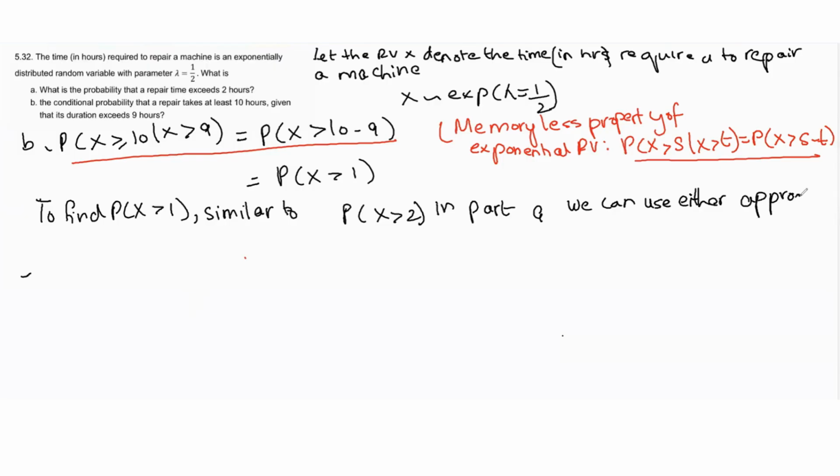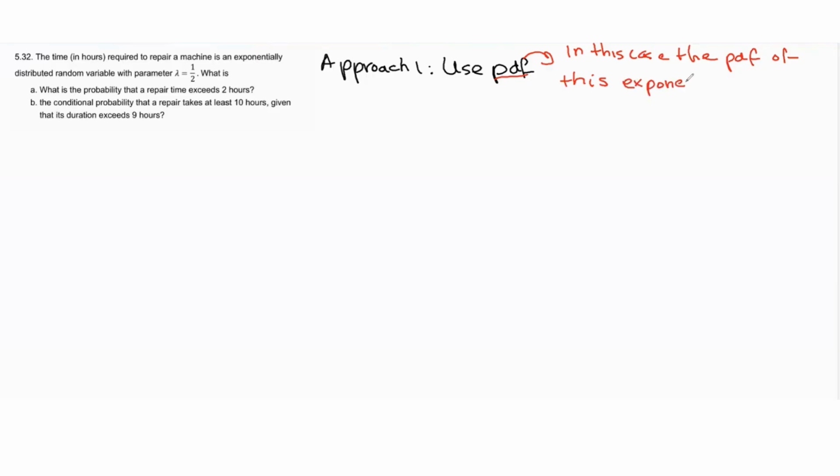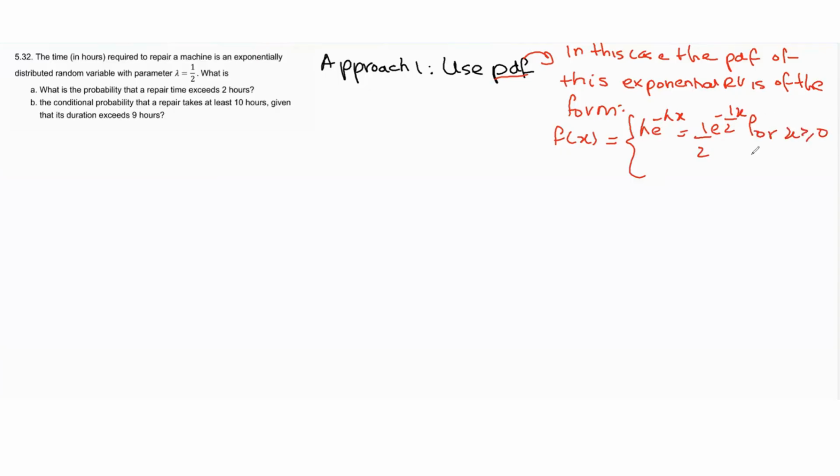Approach 1 was to use the PDF, approach 2 was to use the CDF. Let's use approach 1. Use the PDF. We've discussed this in part A, but let's see what the PDF of an exponential random variable is. The PDF of this exponential random variable X, with parameter lambda 1 by 2, is of the form f(x) equals lambda e to the minus lambda x, where lambda is 1 by 2, for x greater than or equal to 0 and 0 otherwise.